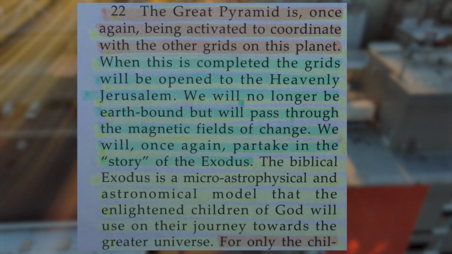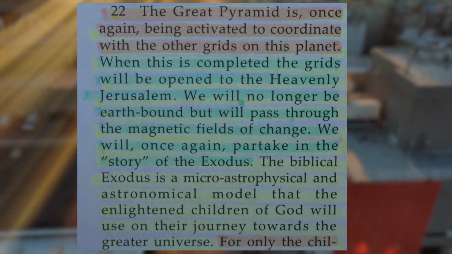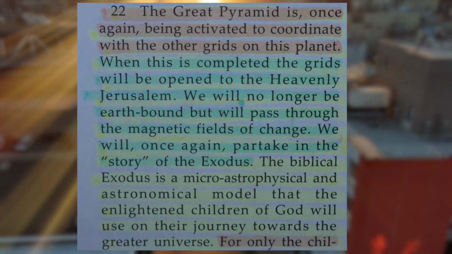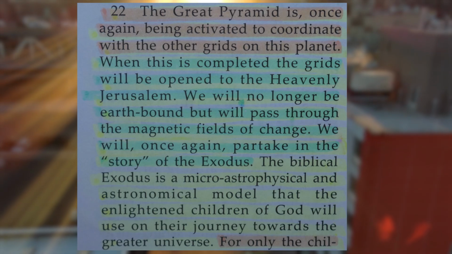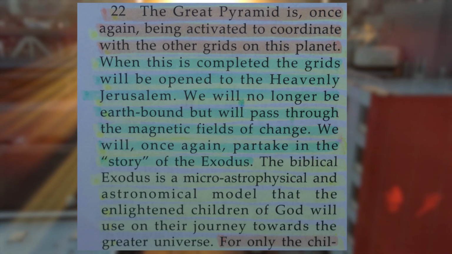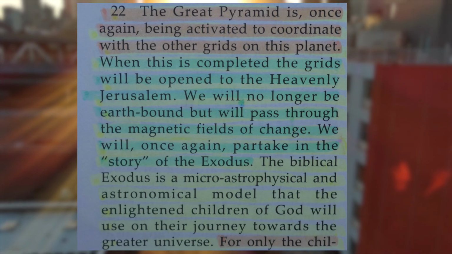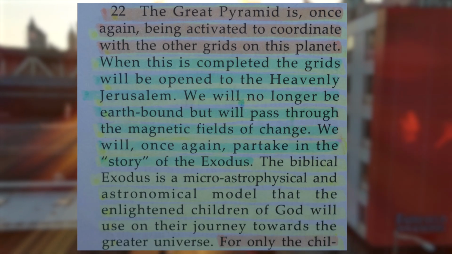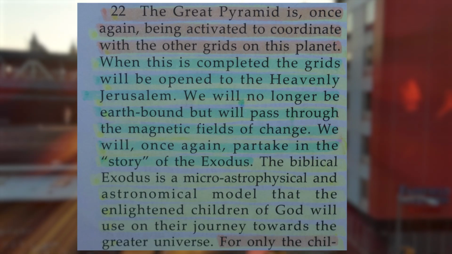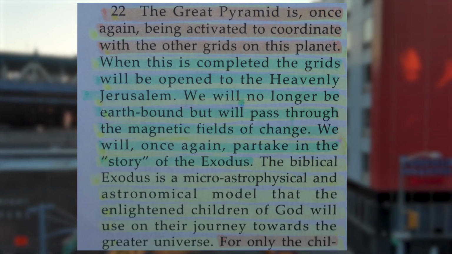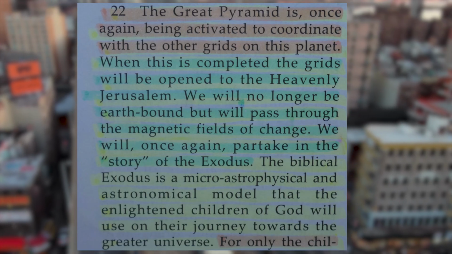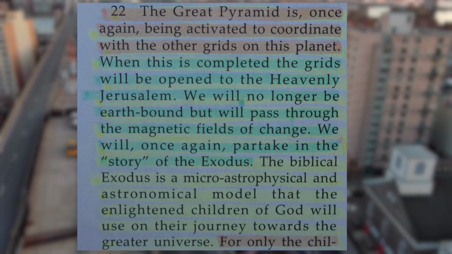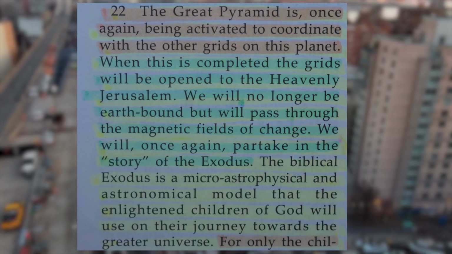The Great Pyramid is once again being activated to coordinate with the other grids on this planet. When this is completed, the grids will be open to the heavenly Jerusalem. We will no longer be earthbound, but will pass through the magnetic fields of change. We will once again partake in the story of the Exodus. The biblical Exodus is a micro astrophysical and astronomical model that the enlightened children of God will use on their journey towards the greater universe.